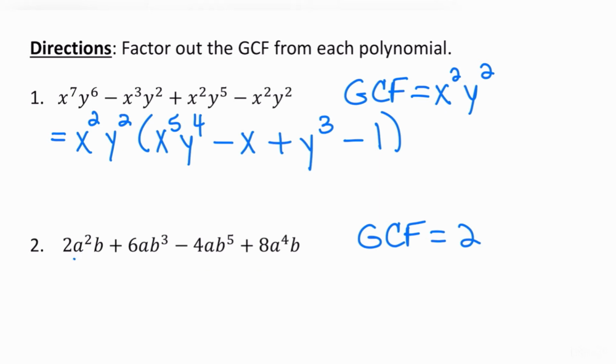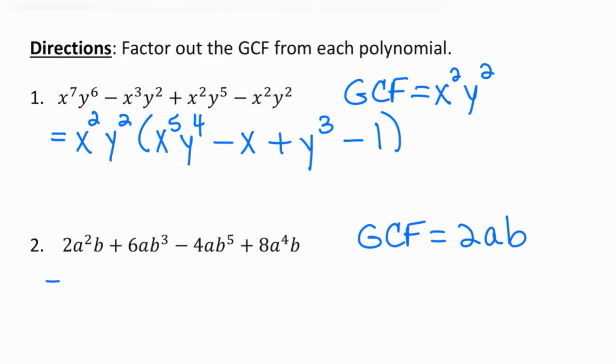So the first term has a squared. There's an a here by itself, which is a to the 1, and a to the 4th. The most that I can take out in terms of the a's is a to the 1 power. For the b's, I have b to the 1, b to the 3rd, b to the 5th, and b to the 1. The most that I can take out from all of these is b to the 1. So that means that my GCF is 2ab.